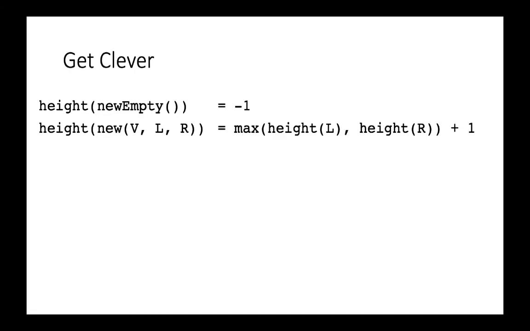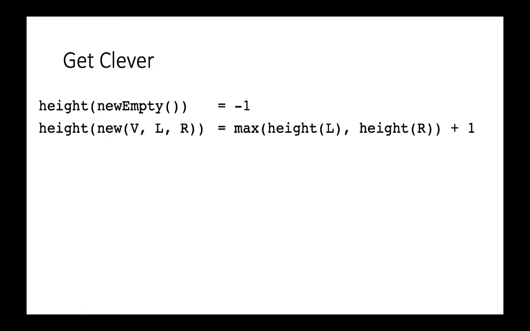Or we can get clever. Wouldn't it be very clever if we define the height of an empty tree so it's not undefined, so we get rid of the discontinuity and just call it -1? That actually works perfectly well, because now the height of any non-empty tree is the maximum of the height of the left and the height of the right, plus 1.